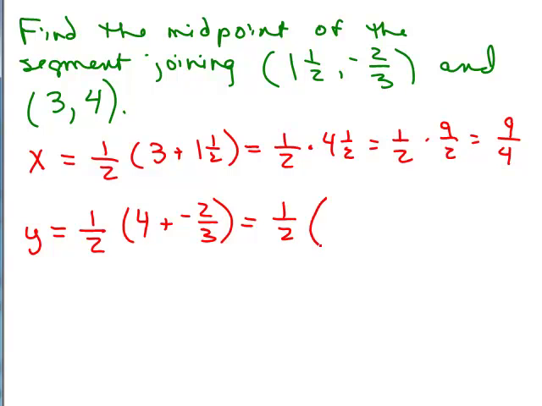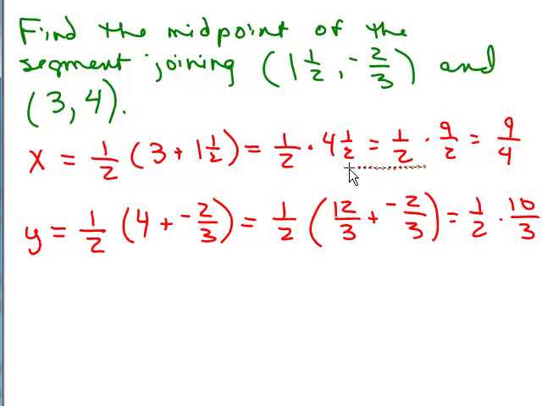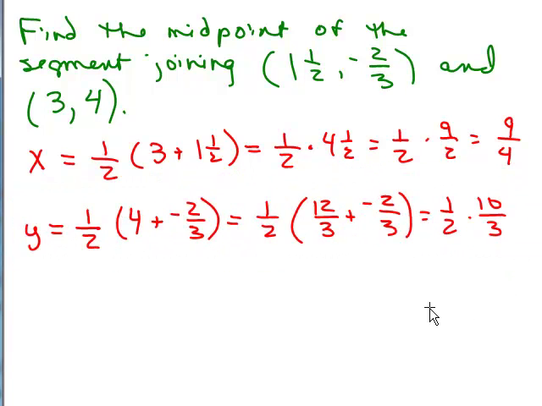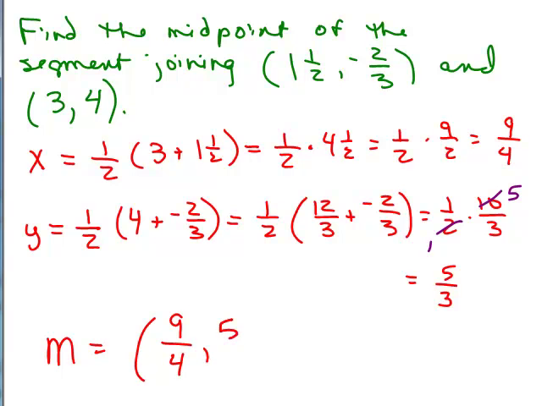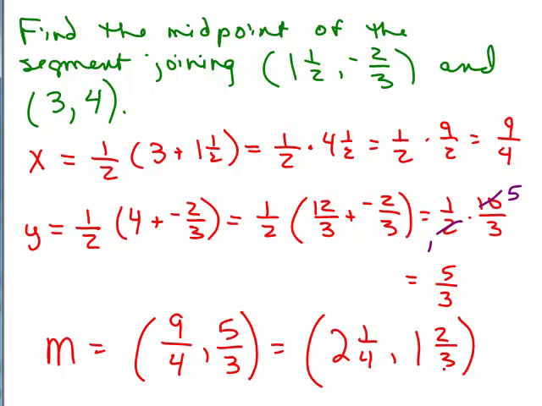So I've got to get a common denominator here. So 4 plus negative 2/3, that's going to be 12/3 plus negative 2/3, which is 1/2 of 10/3. And I think I might be running off where you could see it. And so what would that be? Well, I could cancel the 2 into the 10. So I've got 5/3. So therefore our midpoint should be, all right, the x-coordinate was 9/4. The y-coordinate is 5/3. Or you could write each of these as mixed numbers. That's 2 1/4, 1 2/3.